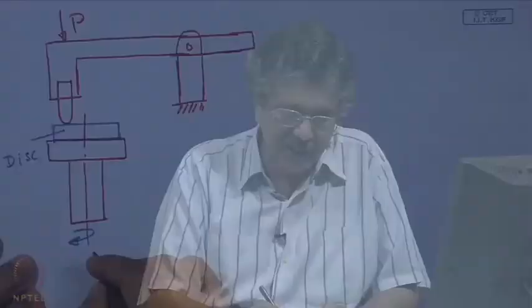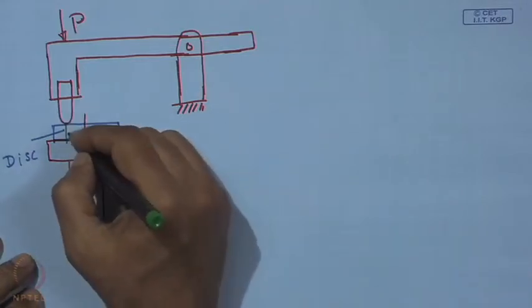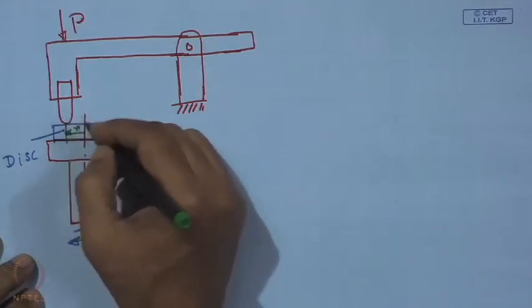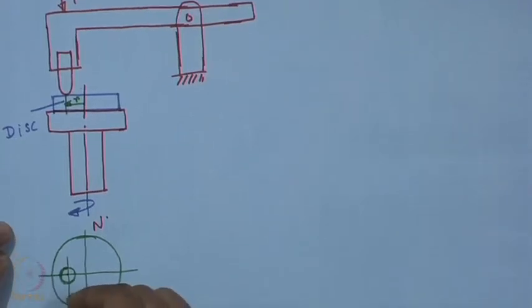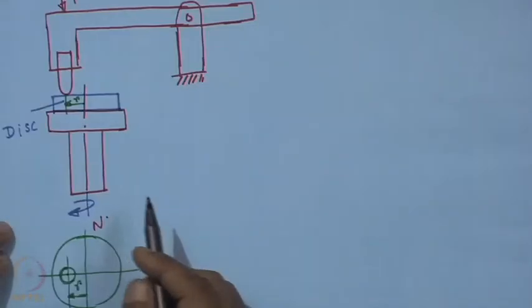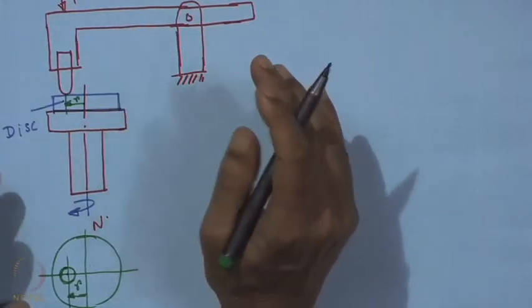So, this selection of the load and selection of the RPM, and then what we find clearly here is the radius, that means the sliding radius. If we consider the top view, this is the location of the pin. The pin is in contact at this radius, and this is the radius r. Depending upon the radius, RPM can be changed, and this load is fixed for a particular assessment.